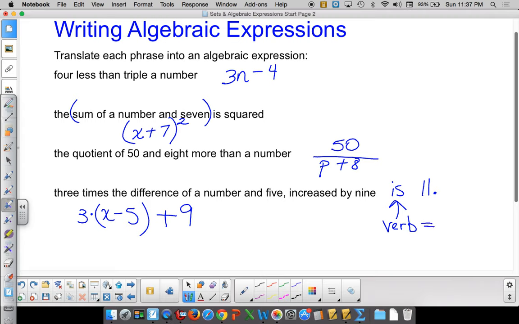So the verb equals equal. Wherever you find a verb, boom, slap the equal sign in there. If you will learn that thing, you will never have trouble translating these. Find your verb. Sometimes it's "is," sometimes it's something else. Wherever they put the verb, that's where you put the equal sign. That's a critical idea.